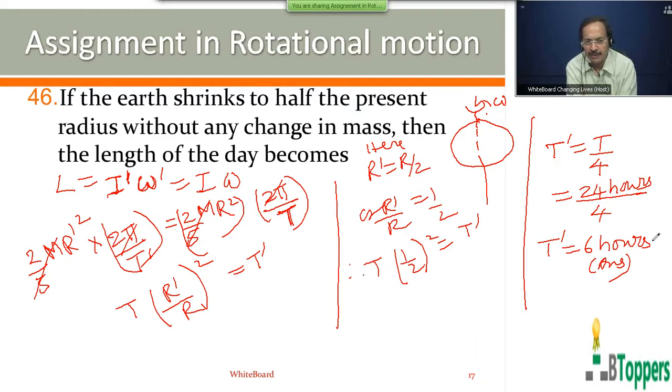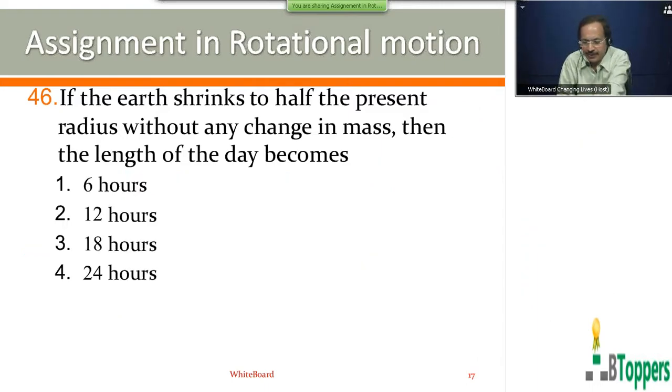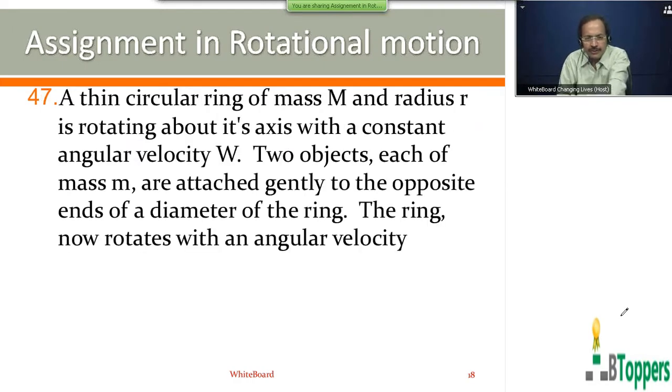If you want to copy the solution of the problem, you can take a pause and copy it. So for 46, the first option is the answer. See the next question, 47.